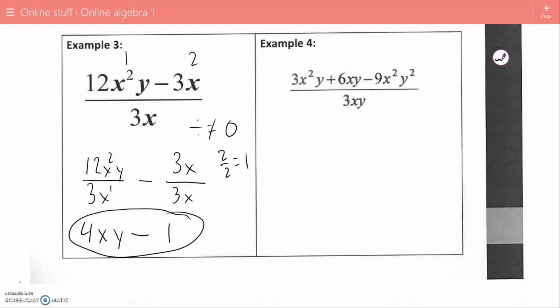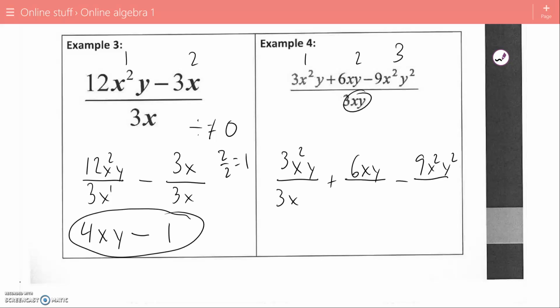Finally, example 4. I divide. So I have 3 terms, 3 fractions. So I have 3x squared y plus 6xy minus 9x squared y squared. On the bottom, I use 3xy. It's the same term to all of them.